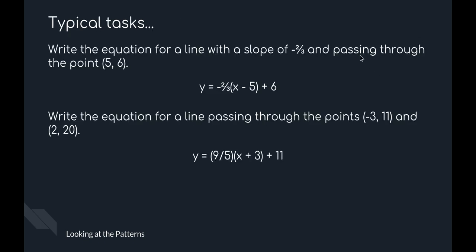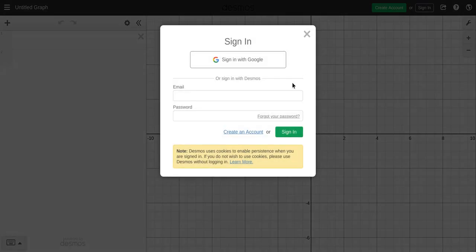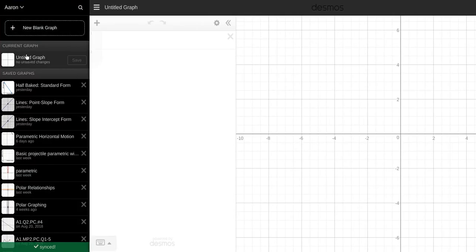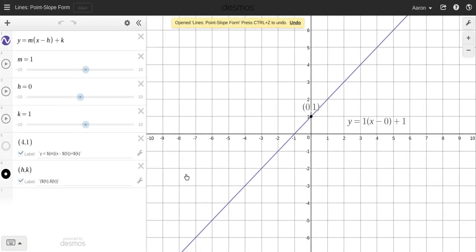We're going to go ahead and open up a Desmos exploration in the next part of the video. I'm going to go ahead into Desmos, and I'm going to open up a graph that I've already made for this video. We're looking at point-slope form. This is a graph easily developed by any teacher. There will also be a link to it in our MyMCPS classroom.